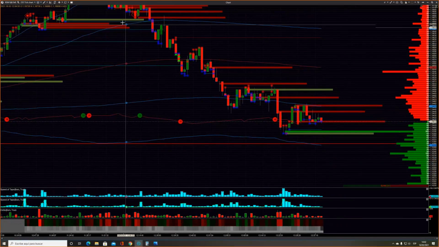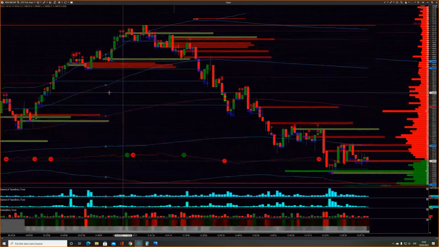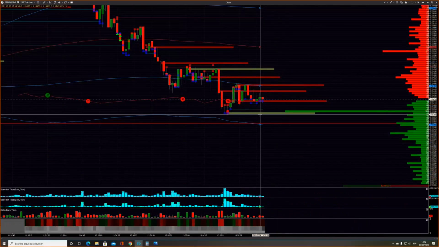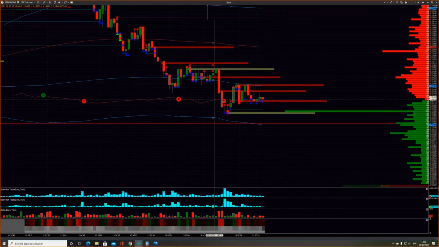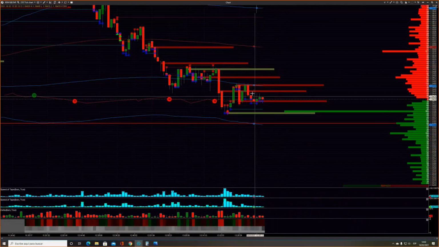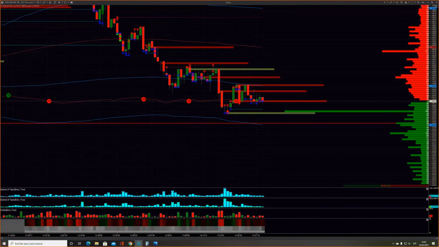As you can see, it's been going down from this top all the way down to here, and here where we are right now. So we need to find a trade in this area, which actually looks pretty good. Let me just see where the interesting point might be.